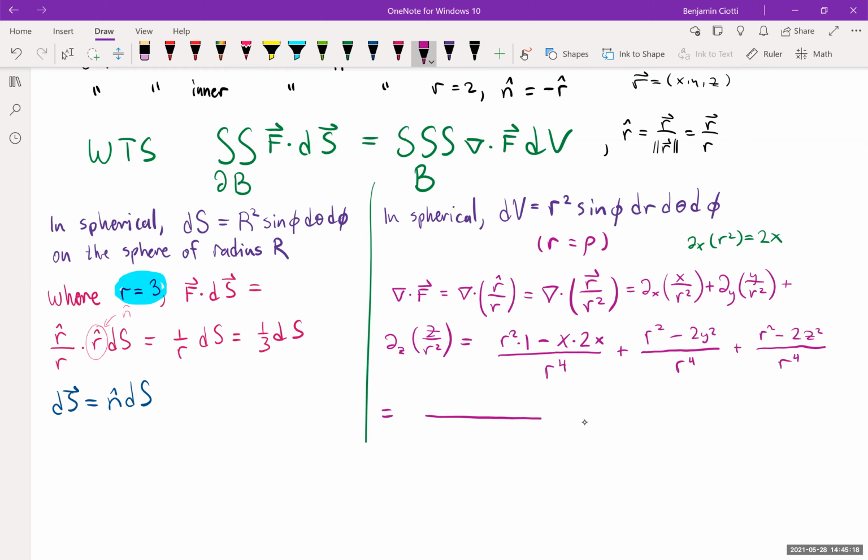What do we get? 3r squared minus 2x squared minus 2y squared minus 2z squared. It's 3r squared minus 2r squared. It's just r squared. So after all that, we just got 1 over r squared being the divergence.